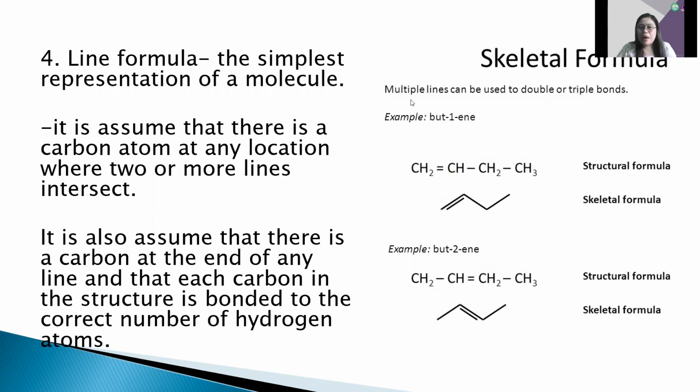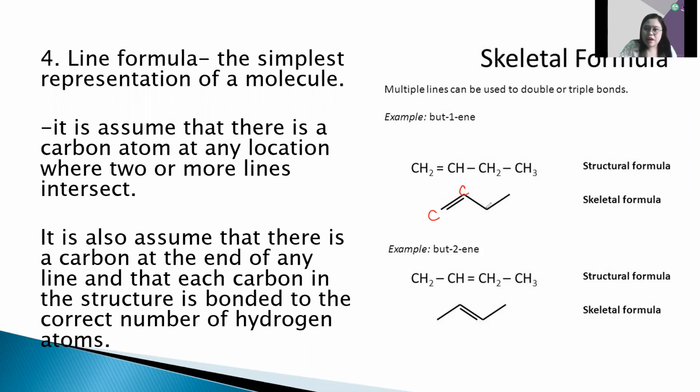Now, the last type of formula for organic chemistry is the so-called line formula. Sometimes you will see this. This is the simplest representation of a molecule and we are just drawing them using lines. And when we are drawing lines, we are assuming that on each intersection, there is a carbon at the center.